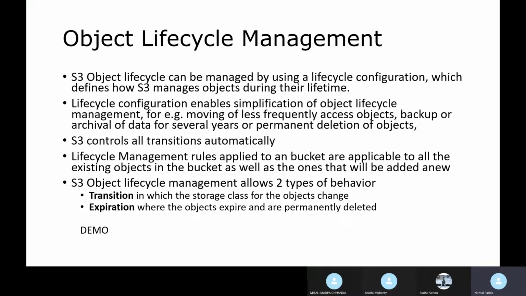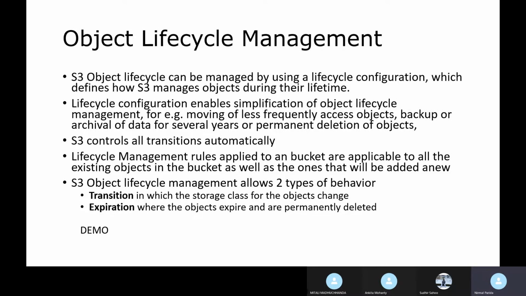Lifecycle management rules apply to one bucket. So you can provide your lifecycle management per bucket, and it will be applicable to every existing object in the bucket, as well as the ones that will be newly added. So new objects are also covered. S3 object lifecycle management allows two types of behavior. One is transition, one is expiration. Transition is where the storage class for the object changes. Expiration means the object expires and is permanently deleted.